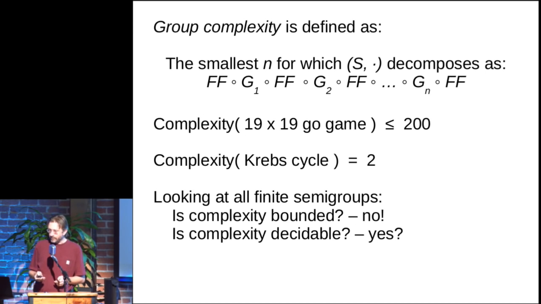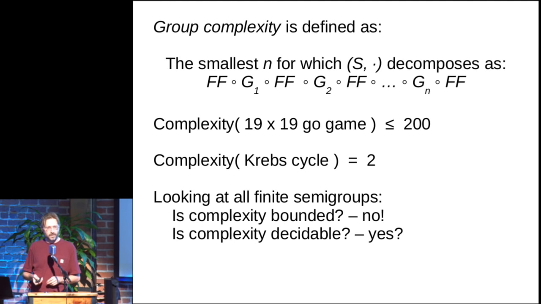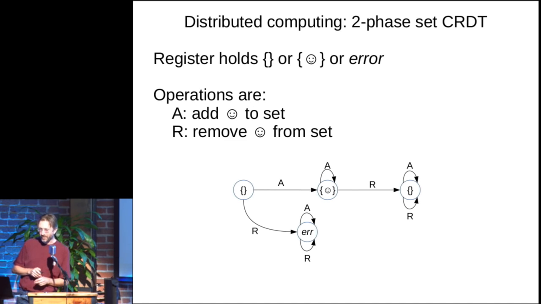So the other questions here: is complexity bounded? No, you can find semigroups that are as complex as you want them to be. Is it decidable? We don't really know for sure. It's been worked on for like 50 years and everybody thinks it is, but the proof is still not quite there. Okay, so unless there's any questions with the algebra, let's go back to distributed computing, which is why we're all here, I hope.